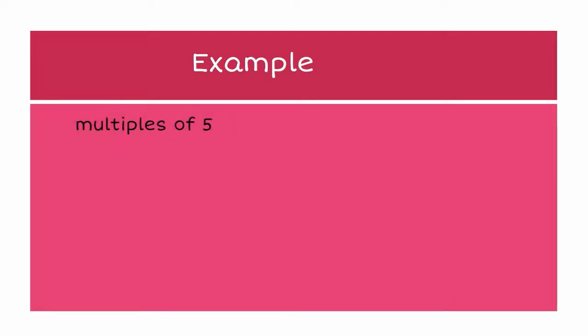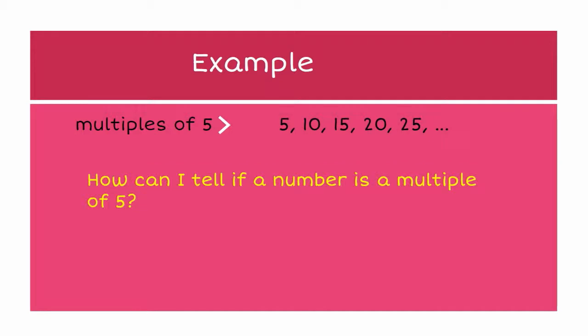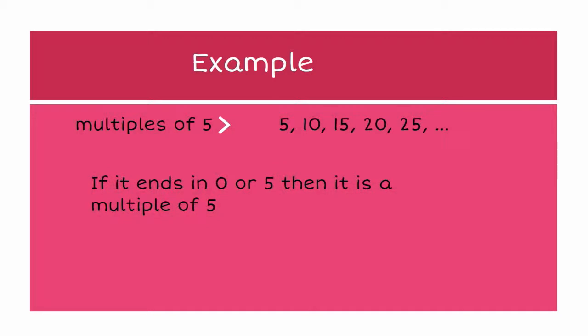The multiples of 5 would be 5, 10, 15, 20, 25, and so on. How can I tell if a number is a multiple of 5? If it ends in 0 or 5, then it is a multiple of 5.